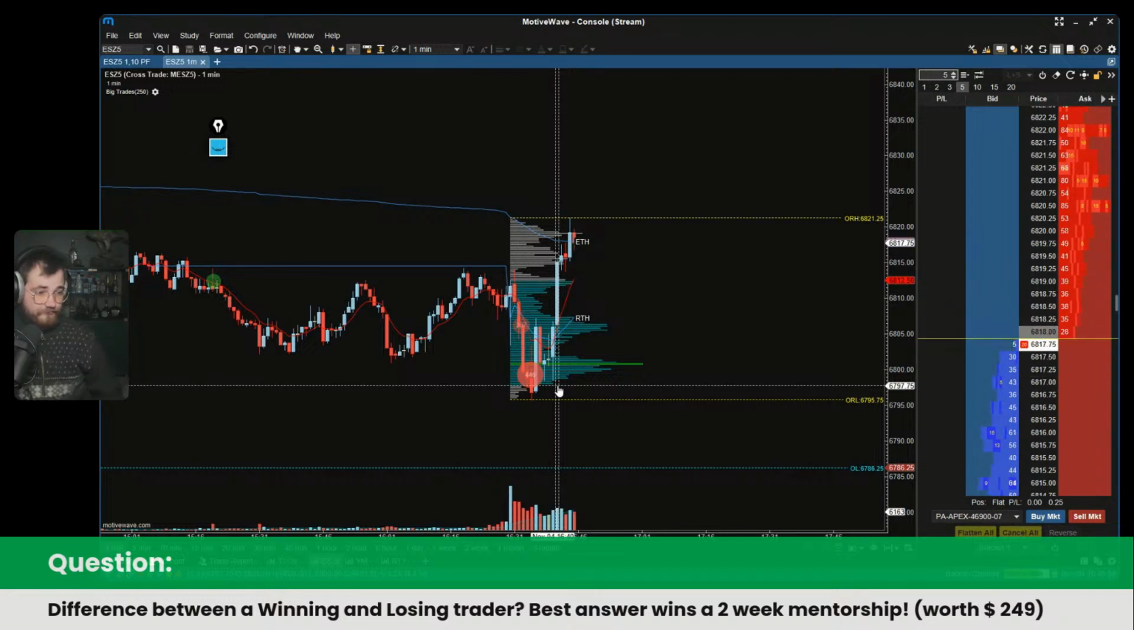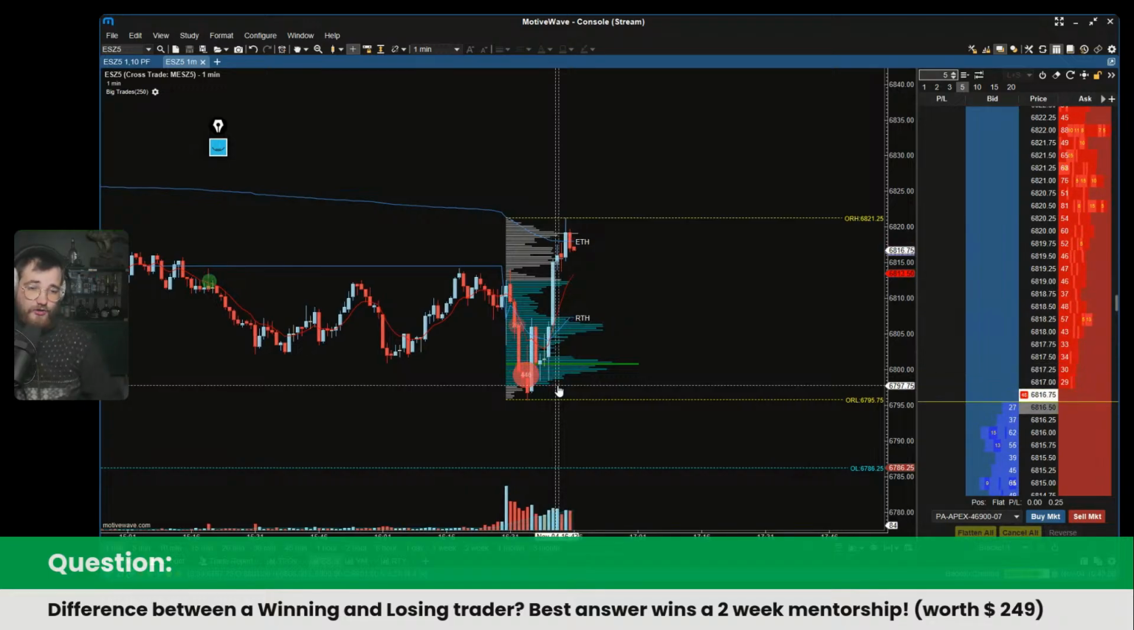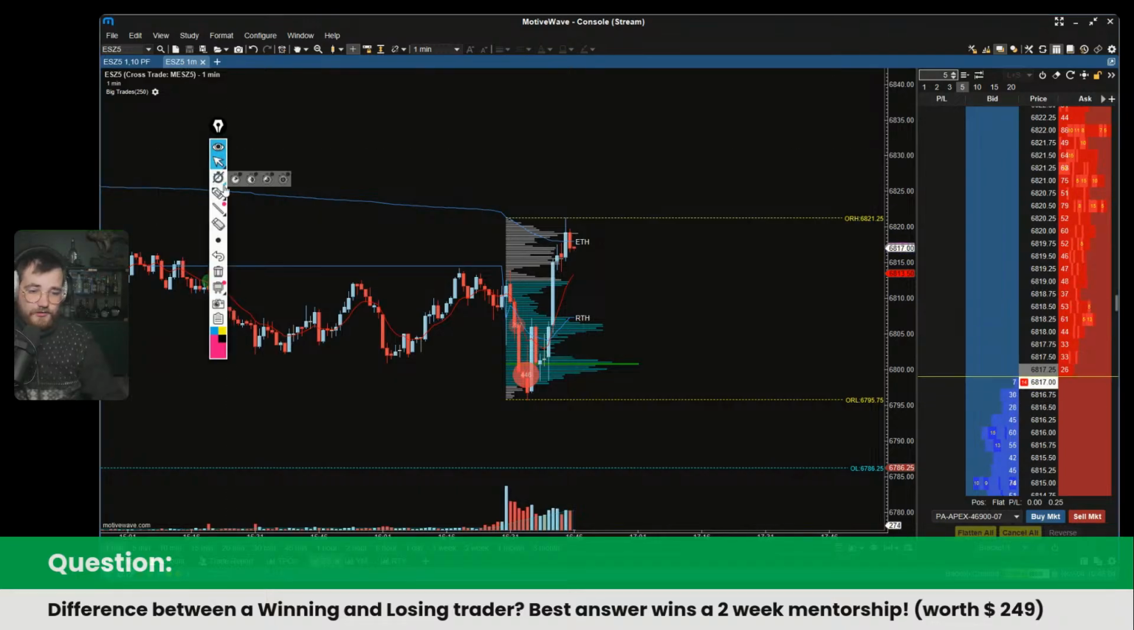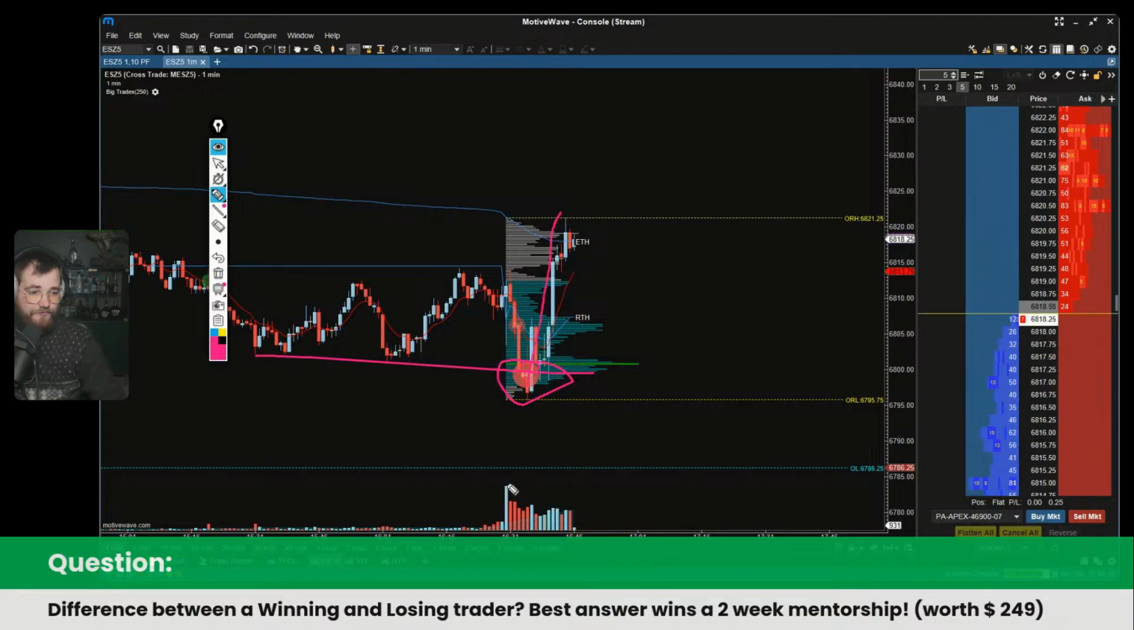Good stuff. 15 minutes to the news announcement. We made a higher high there, ran the low. Had a stop run. Big seller got caught and we had a leg up. And right now we are trying to pull through the ETH VWAP.